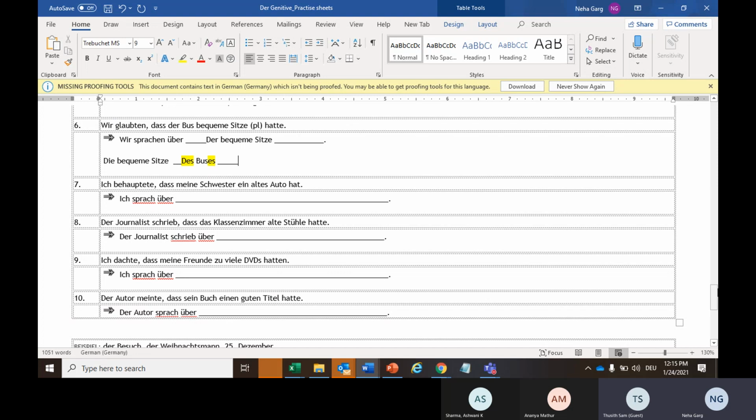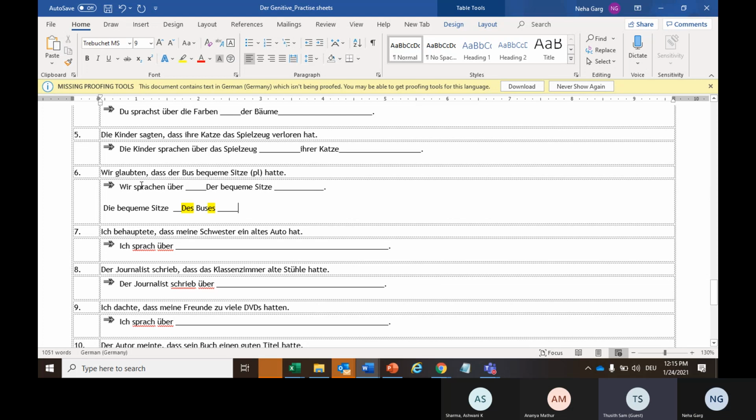Okay, again we apply. But, is it both correct? In the first one, it is bequeme Sitze. Here, bequeme Sitze is genitive. What you are talking about is the comfortable seat, so this is the main focus. But in the next sentence, the genitive is the bus, the comfortable seats of the bus. That is why the comfortable seats is written with genitive there, but here, as an individual sentence, it is being treated as nominative only. So that is why for the plural I have used die.